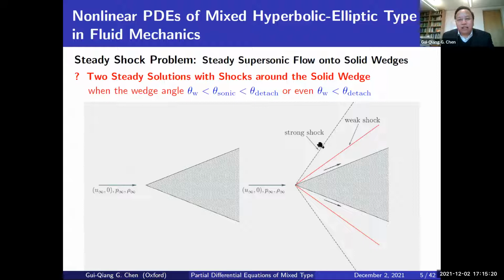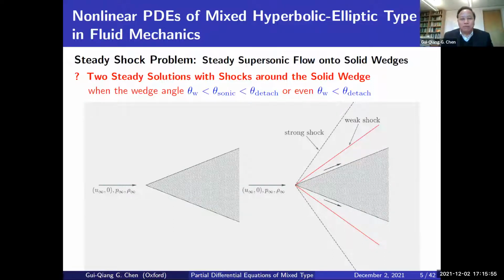So in the case where the wedge angle is less than the detachment angle, there are two solutions. For the strong solution, the downstream flow state is subsonic. Now for the weak shock, it depends on the wedge angle relative to the sonic angle. If the wedge angle is bigger than the sonic angle, then the weak shock is still a transonic shock. If the wedge angle is less than the sonic angle, then the weak shock will be a hyperbolic shock, with both sides supersonic. So this involves a non-uniqueness issue, right?